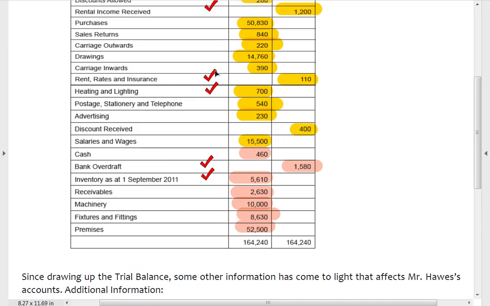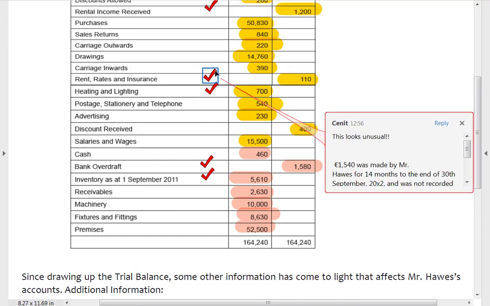Here we go, we've also ticked this one, because we're going to say we knew that this looked unusual. Okay, so we had this 110 coming in of an accrual. And then also we have this payment of 1540. It was made by him, and it was up to the 30th of September X2, and it wasn't recorded. So basically we've got to say, okay, I need to know what is the figure for this particular year for rent, rates and insurance, and I've got quite a number of different calculations that I'm going to have to do there.